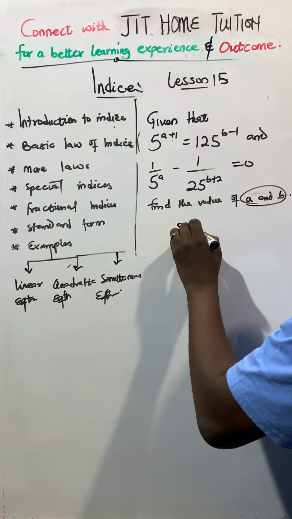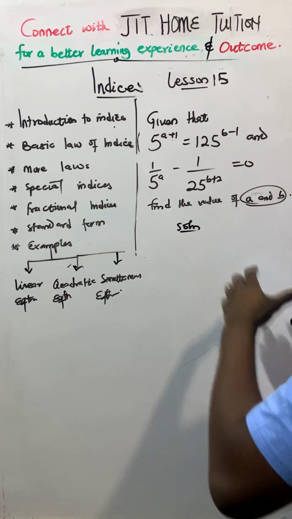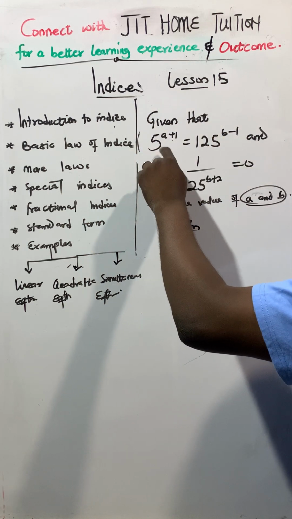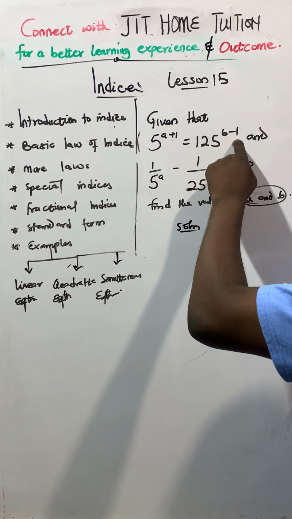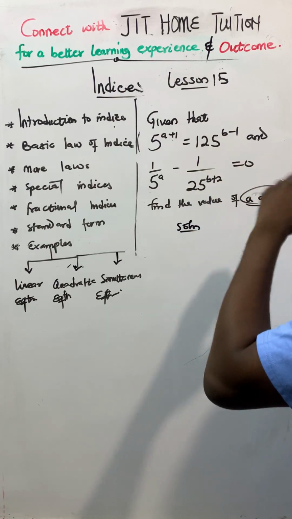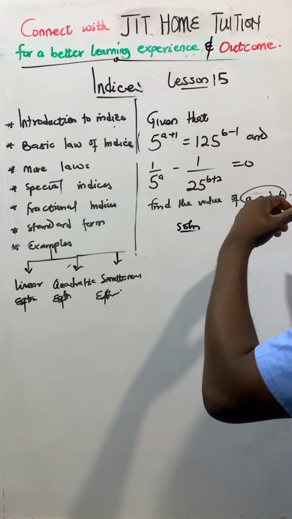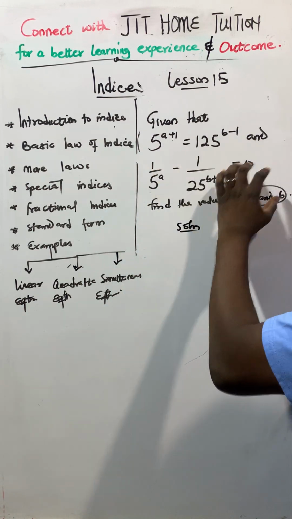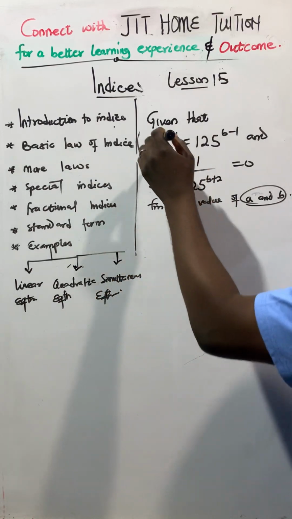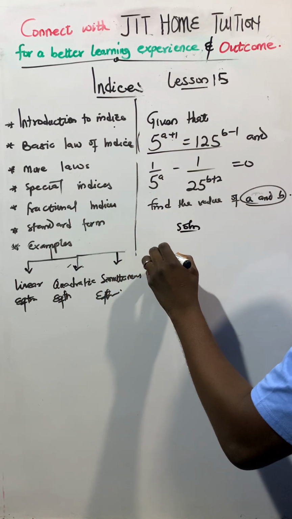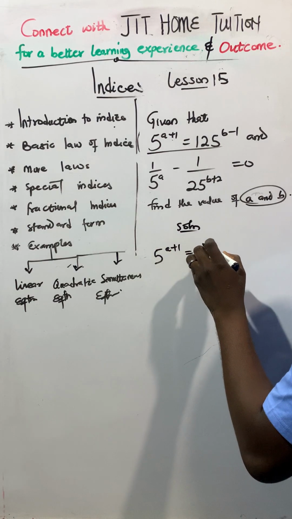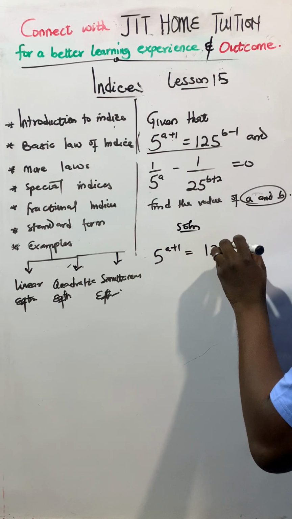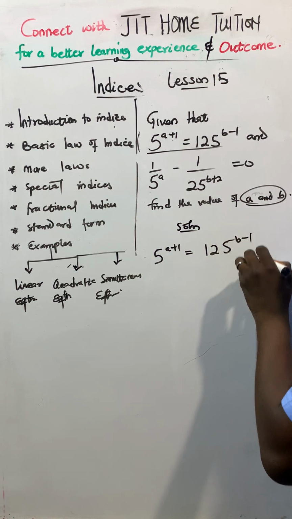Okay, so when you have this question, the question says that given that 5 exponent a plus 1 equals 125 exponent b minus 1, and you have this one also. How do you go about it? Let's look at the first part. You have 5 exponent a plus 1 should be equal to 125 exponent b minus 1.